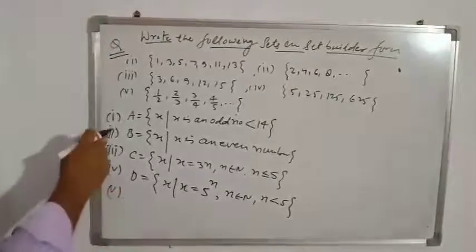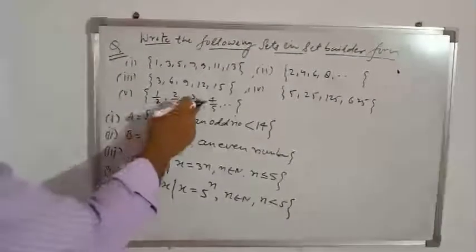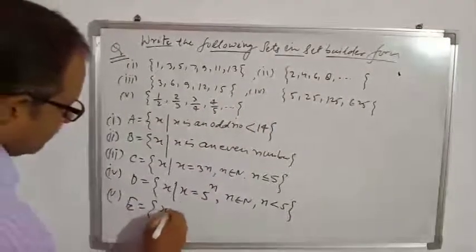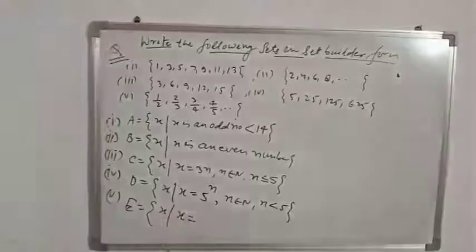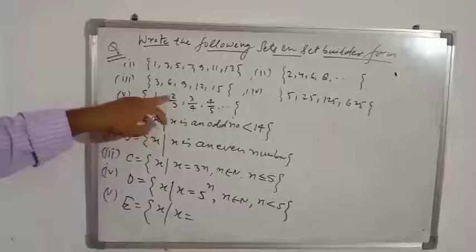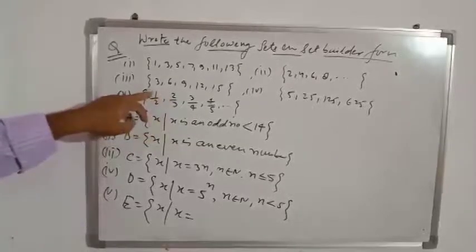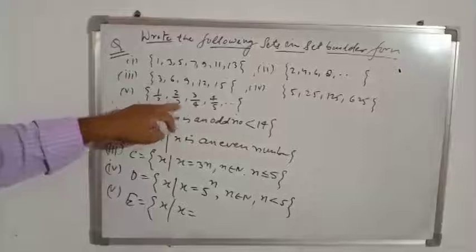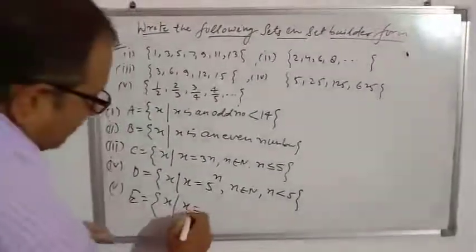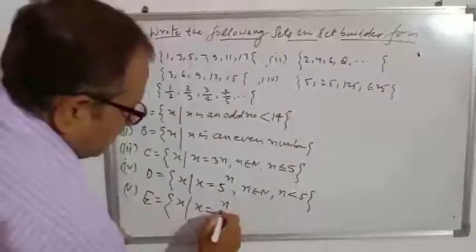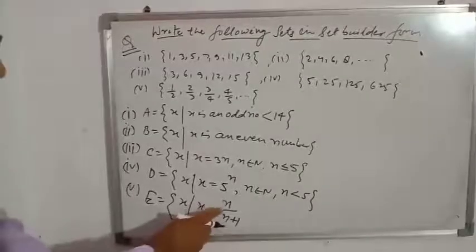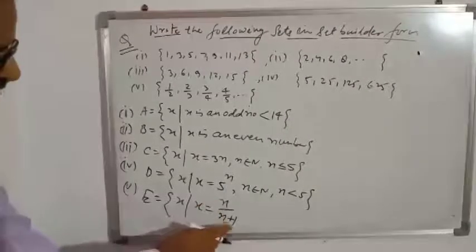Last one, 1 by 2, 2 by 3, 3 by 4, 4 by 5. Suppose it is the set E. Again we will write x such that x is equal to what? We see that the denominator is 1 more than the numerator. Numerator 1, denominator 2, numerator 2, denominator 3, numerator 3, denominator 4. So we can write x is equal to, if numerator is n, then denominator will be n plus 1.